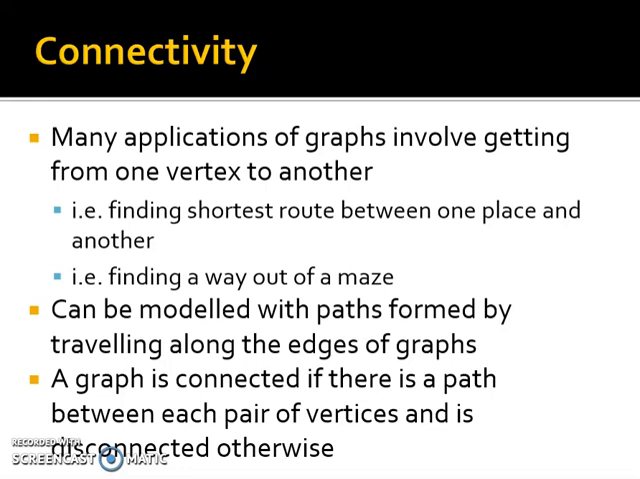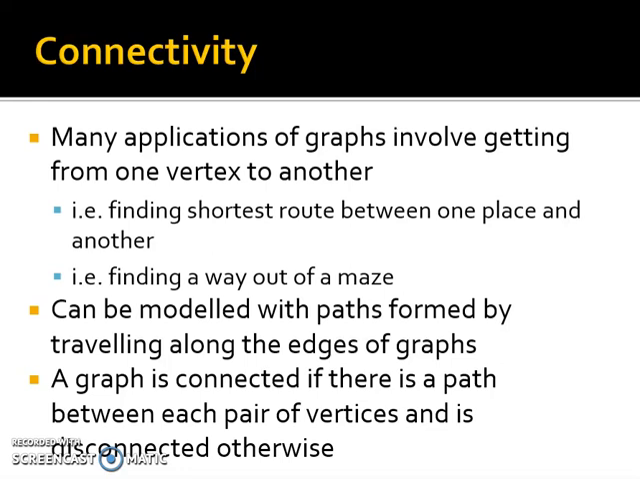We looked at that it could be distance, it could be time. If this is a network, how do we get from one router to another and the quickest route? So that could be one application of a graph. Another application could be finding a path, so finding a way out of a maze. And these paths are formed by travelling along the edges from one vertex to another.